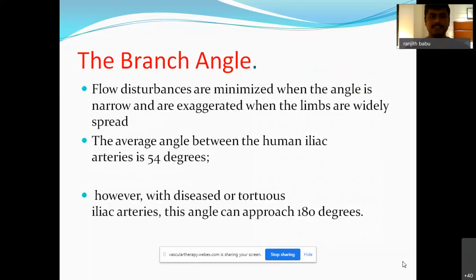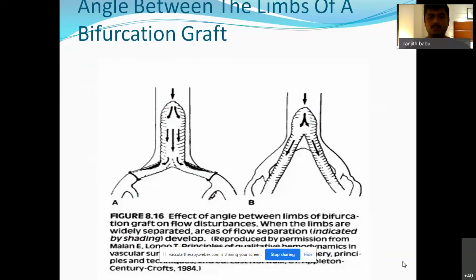Next thing is the branch angle. The flow disturbances are minimized when the angle is narrow and exaggerated when the limbs are widely spread. The average angle between the human iliac arteries is 54 degrees. However, with diseased or tortuous iliac arteries, the angle can approach 180 degrees. So to get this advantage of branch angle, while constructing an aorto-bifemoral or aorto-biiliac graft, we keep the primary limb as short as possible.